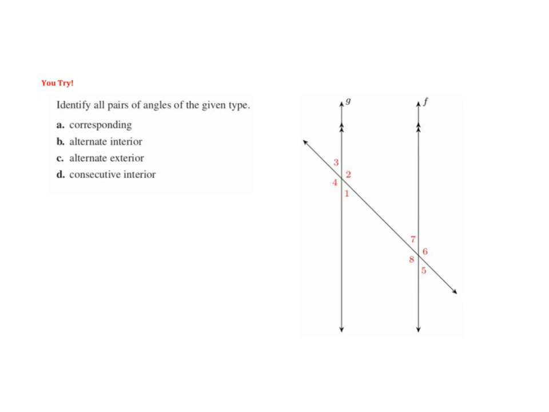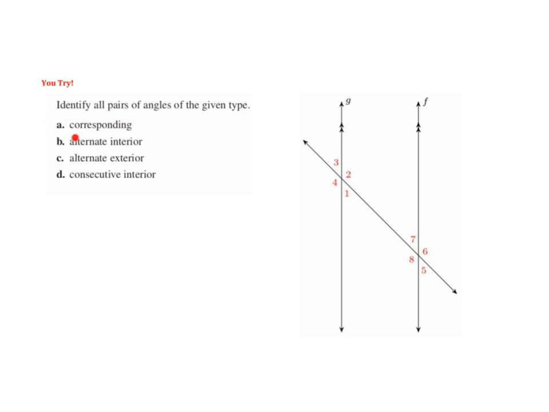Hi everyone, so here is part 2 of your notes for pairs of lines and angles. Let's go ahead and get started. So, from our previous notes, we talked about these 4 angle relationships.